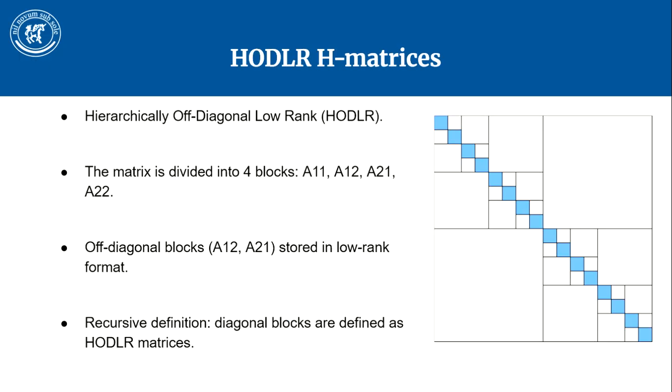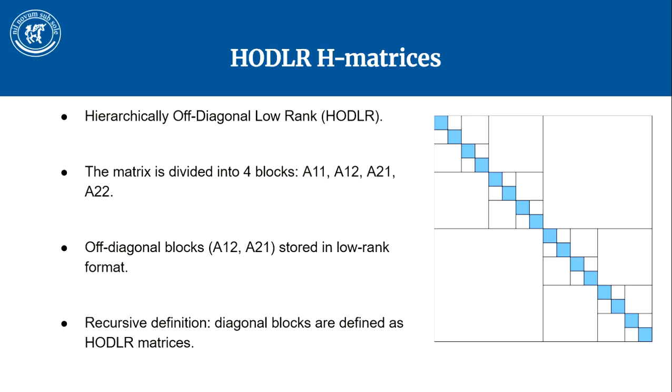So one of the most prominent types of H-matrices is the hierarchically off-diagonal low-rank, HODLR. These matrices are divided in 4 blocks. Then the off-diagonal blocks are represented as low-rank approximations of the dense blocks. That is where essentially the storage space savings stem from, not only in HODLR matrices, but in all hierarchical matrices.